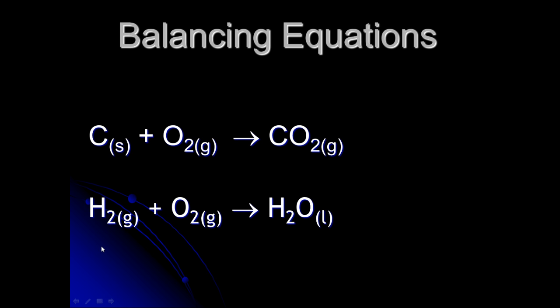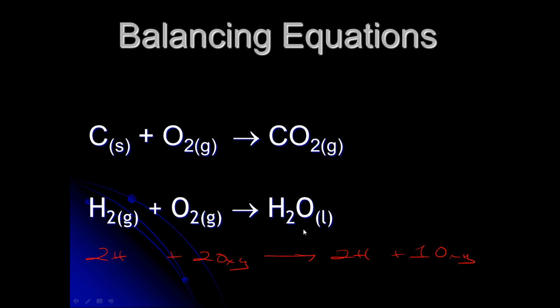So if I look at the reactant side, I have 2 hydrogens and 2 oxygens on the left-hand side. But on the other side of the equation, I have 2 hydrogens, but only 1 oxygen. So this is an unbalanced equation.